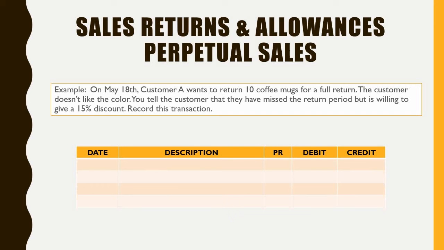Okay. So now, this is another scenario. So now on May 18th, customer A wants to return 10 coffee mugs for a full refund. However, the customer doesn't like the color, okay, and you tell them that the customer has missed the return policy date, but they're getting super mad, and no matter what it is, we offered them a 15% discount because we want to keep their business, right? So they're willing to accept the 15% discount. So in this case, how are we going to record this transaction?